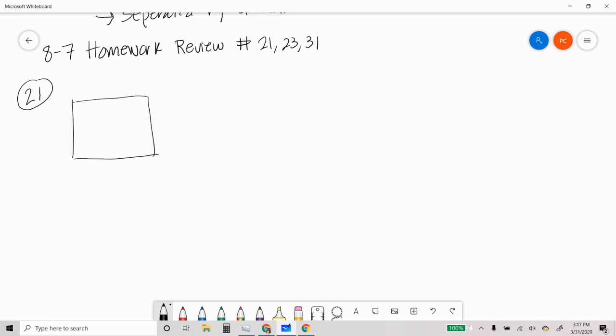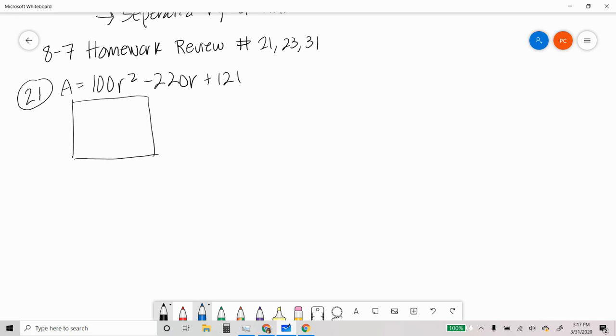I don't remember what the context is, rug or whatever, but the area of this square is 100r squared minus 220r plus 121. And they want to know what are the dimensions of this square. So in order to do that, we have to factor it.